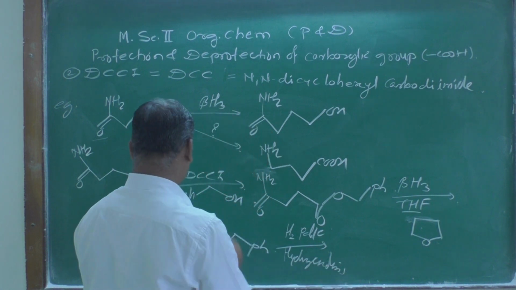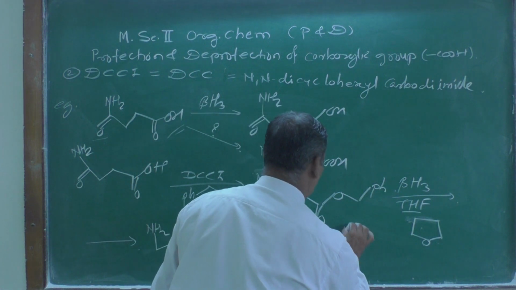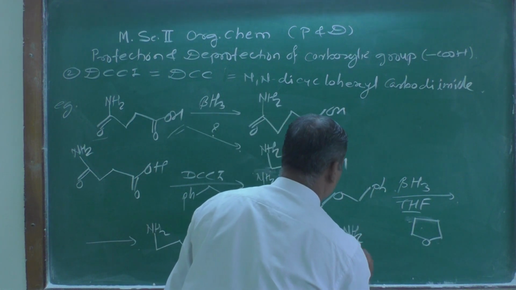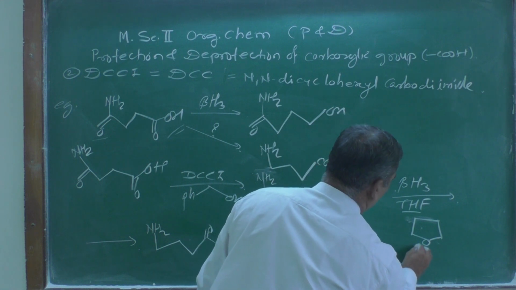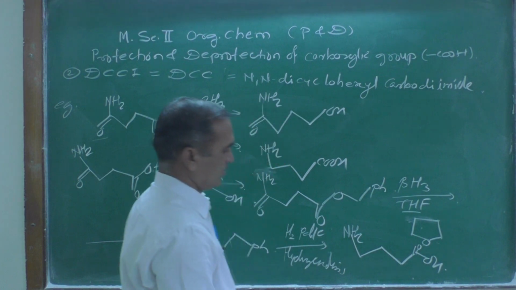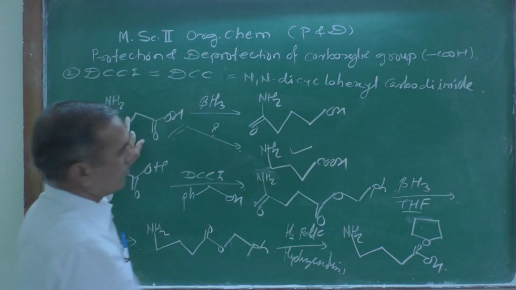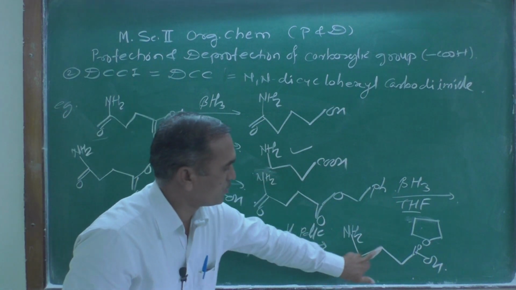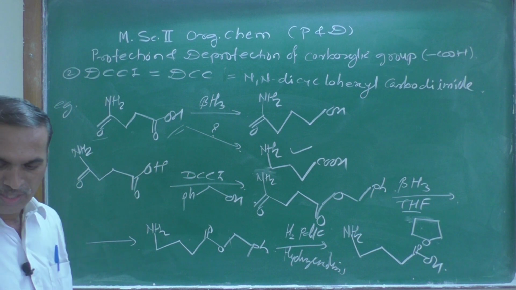And after the hydrogenolysis, what are you going to get? You will get the product NH2, then CH2, then C double bond O and the OH. This is the product which we require. 1, 2, 3: CH2, COOH. That is the thing we are going to get here.